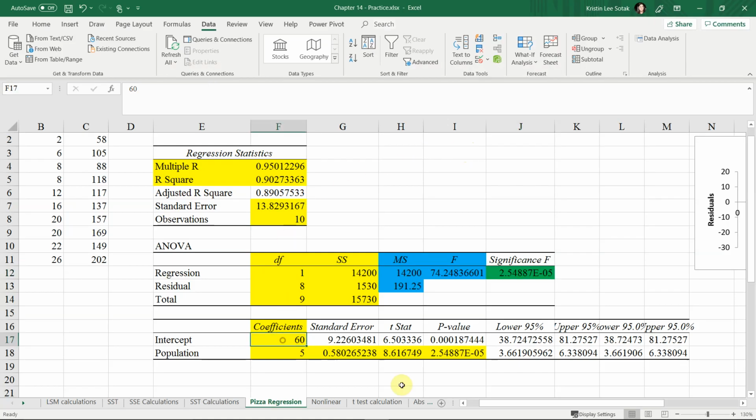If we go down here, here's our coefficients, right? 60 and 5. Our y-intercept and our slope. So again, this slope can be interpreted as a 1 unit increase in X is associated with an increase of 5 units in the outcome variable Y on average.